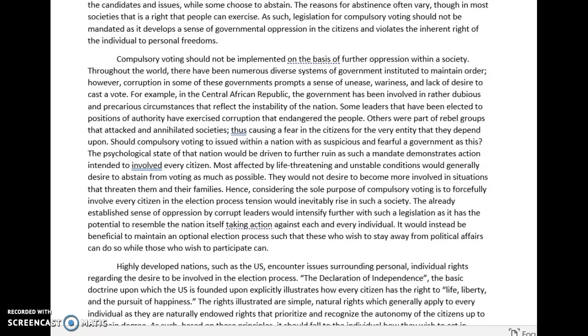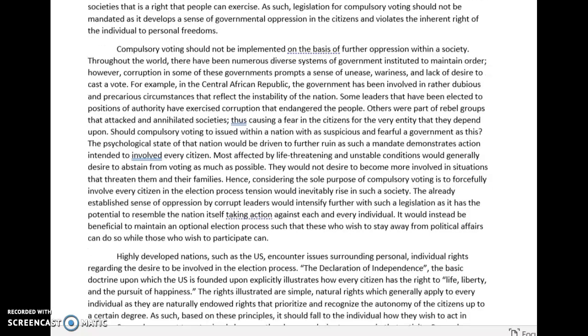The already established sense of oppression by corrupt leaders would intensify further with such a legislation, as it has the potential to resemble the nation itself taking action against each and every individual. It would instead be beneficial to maintain an optional election process such that those who wish to stay away from the political affairs can do so, while those who wish to participate can. Body number 2.